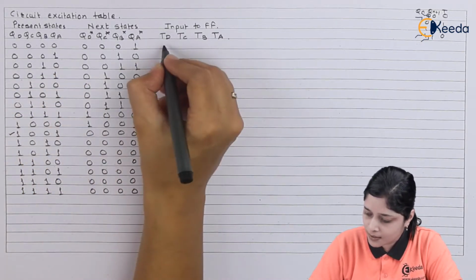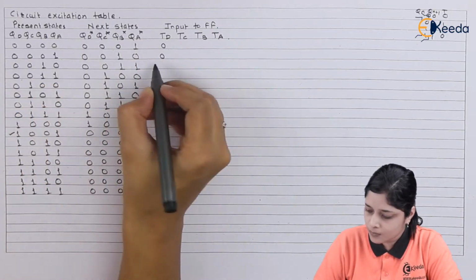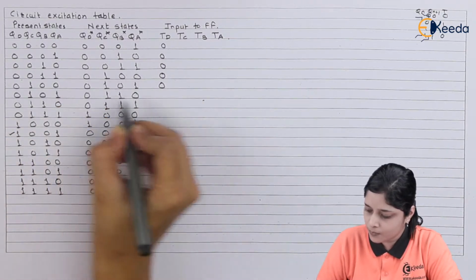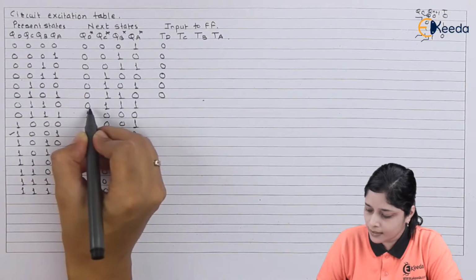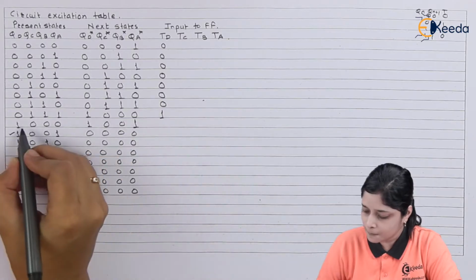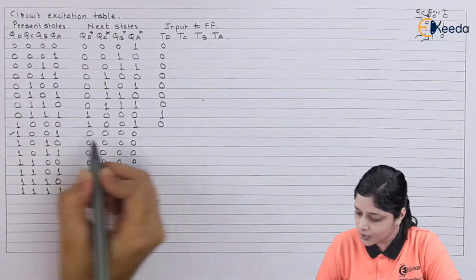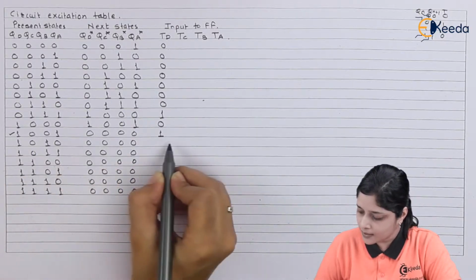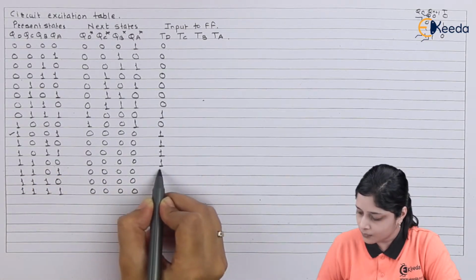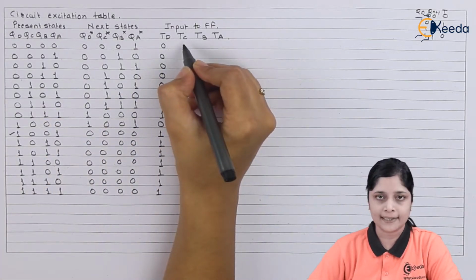So 0, 0 is 0, again 0, 0, 0, 0, 0, 0, again here 0, 0, we get 0, 0, 1, we have 1, 1, 1 is also 0. After that 1, 0 is 1, 1, 0 is 1, here also 1, 1, 1, 1 and 1. Now we will focus on TC.